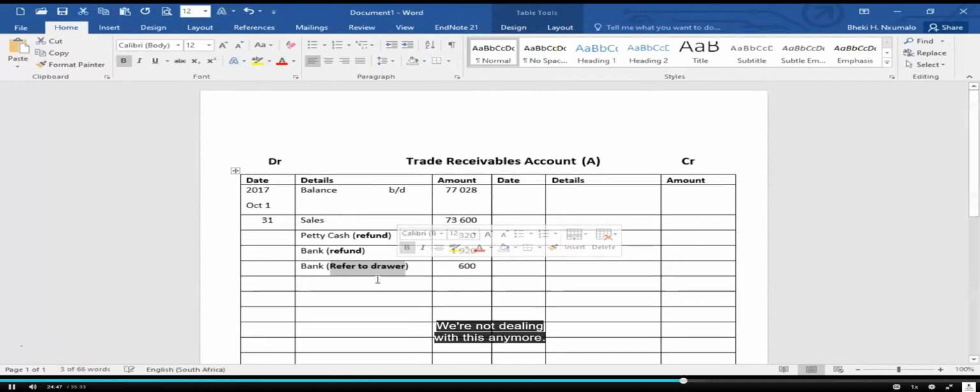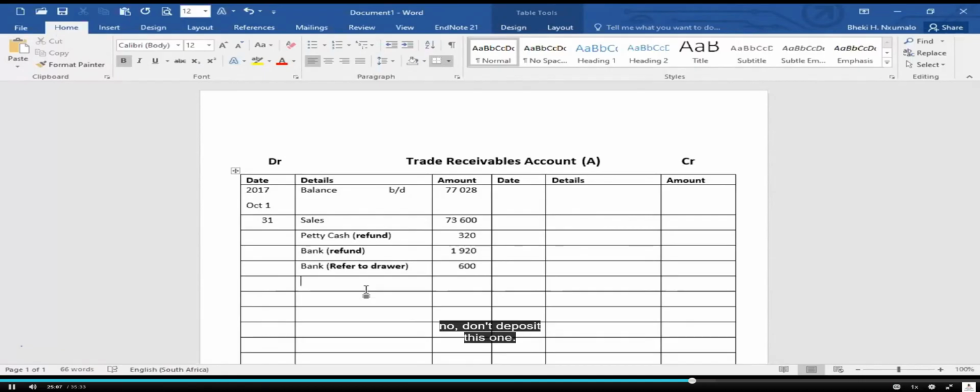So automatically it affects the business. The cash that was received in the month of September, 600 rand, when you deposit into the bank account of a business, the teller will say, no, don't deposit this one, refer to drawer. In other words, you need to trace the one who sent the check, because they still owe the business. So that's why trade receivable is increasing with this amount.